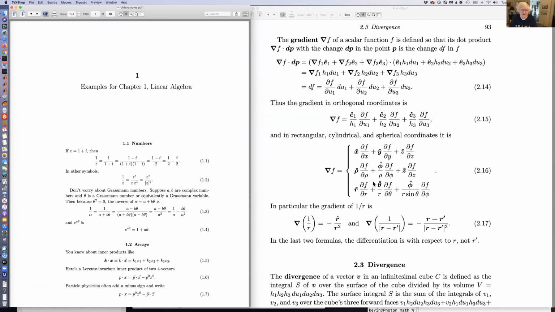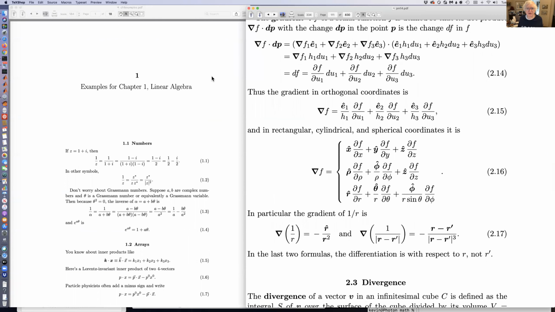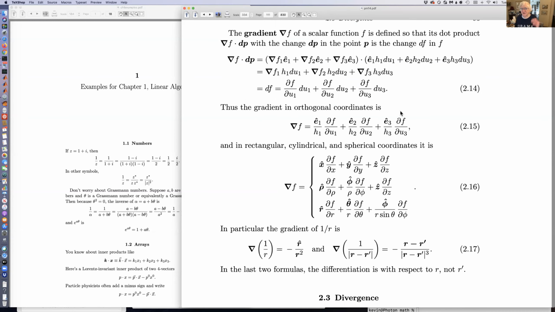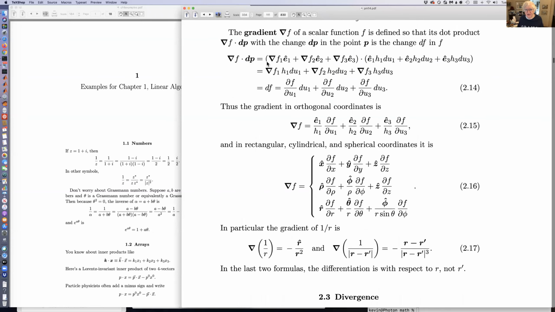Now the gradient is defined in terms of this notation. I think I can make this a little bit bigger. Okay, so the gradient of a scalar function is defined so that the dot product of the gradient with the change in the point P is the change in the function when you change the coordinates by dp. So the gradient of f dotted into dp is, well, we haven't figured out what the gradient terms are, but it's the gradient of f times E1 hat and so forth, and then E1 hat h1 du1 and so forth. And if you take the dot product of these two vectors, the orthonormality of the e's gives you this expression.